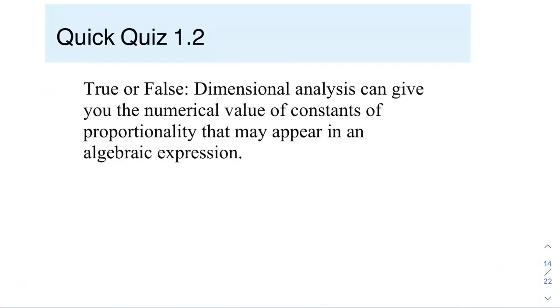So quick quiz 1.2, true or false? Dimensional analysis can give you the numerical value of a constant of proportionality that may appear in an algebraic expression. So what does that mean by algebraic expression? First things first, the answer for this quick quiz is false, because dimensional analysis cannot give you the numerical value.